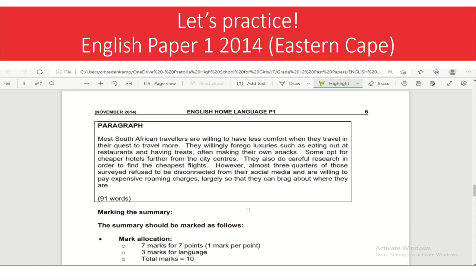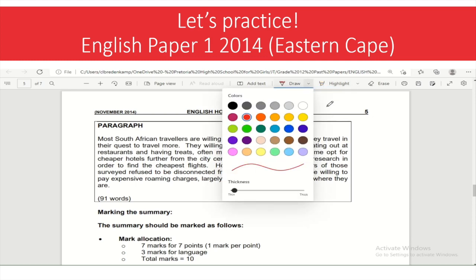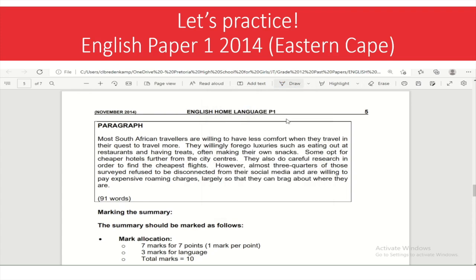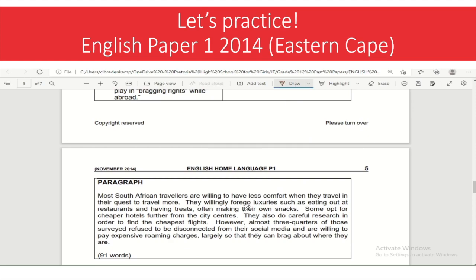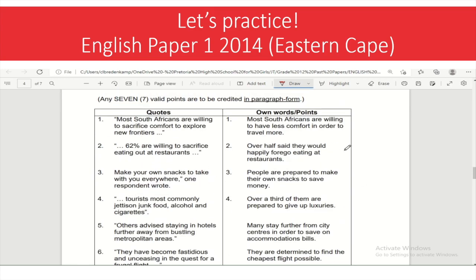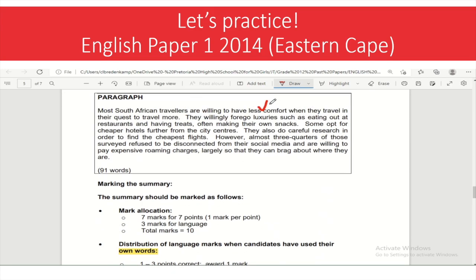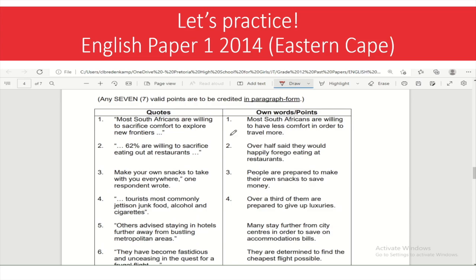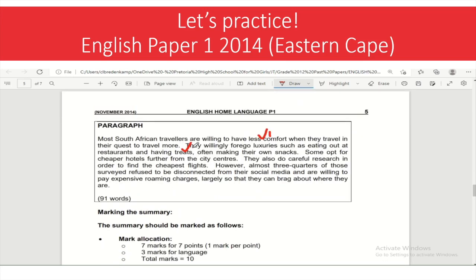Now, as you can see in this example, they have used all of the points. Now, I'm going to show you how we mark the summary, using a little red pen. What we do is give a mark and say what number it is on our list. So they are willing to have less comfort, 1 mark over there. They're willing to have less comfort, so I'm going to write number 1. Then, in their quest to travel more, they willingly forego luxuries such as eating out at restaurants and having treats. This is another point. I'm going to go back to my memo and look at what point it is. It is point number 2, so I'm going to write point number 2 over here.